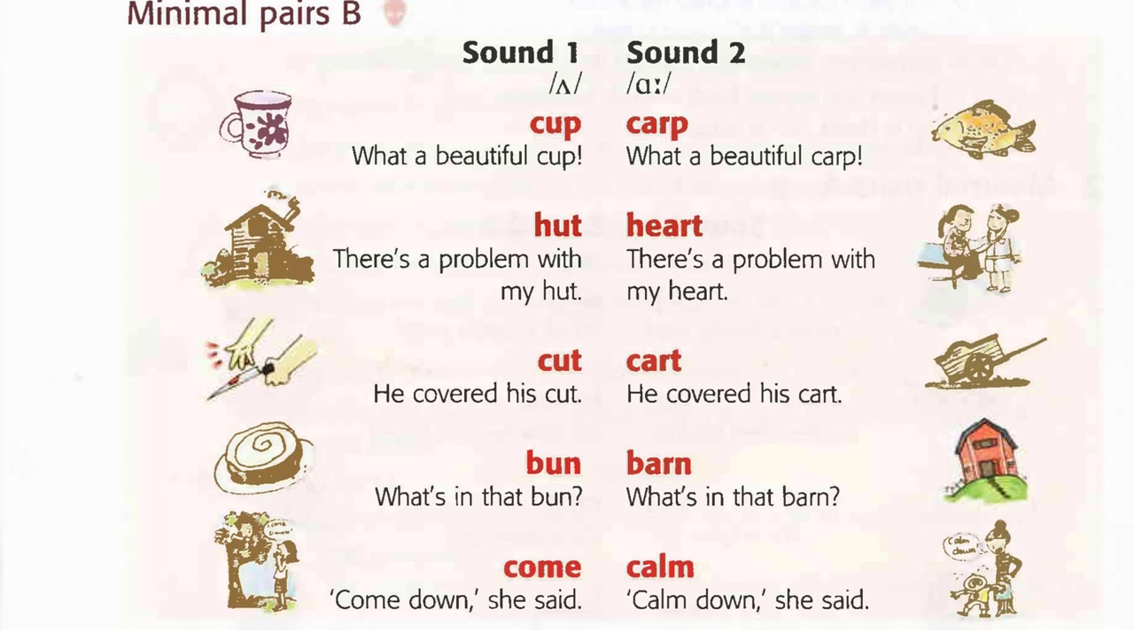2C. What a beautiful cup. What a beautiful carp. There's a problem with my hut. There's a problem with my heart. He covered his cut. He covered his cart. What's in that bun? What's in that barn? Come down, she said. Calm down, she said.